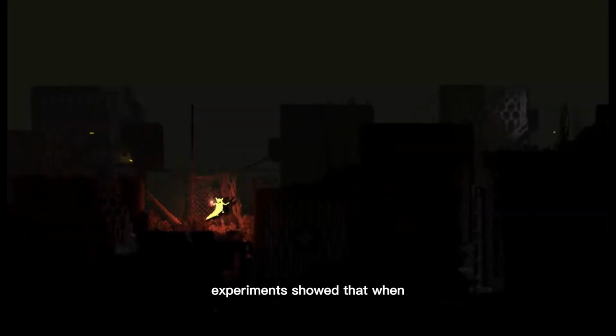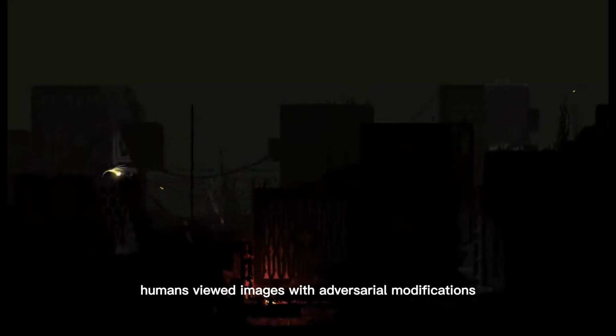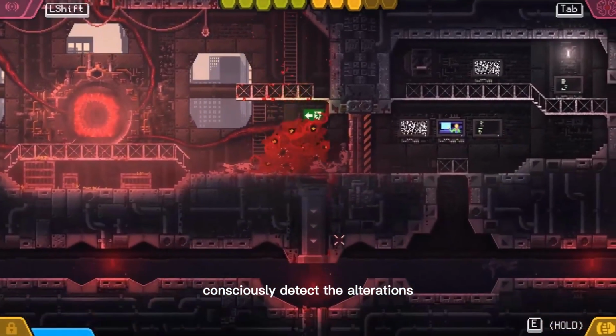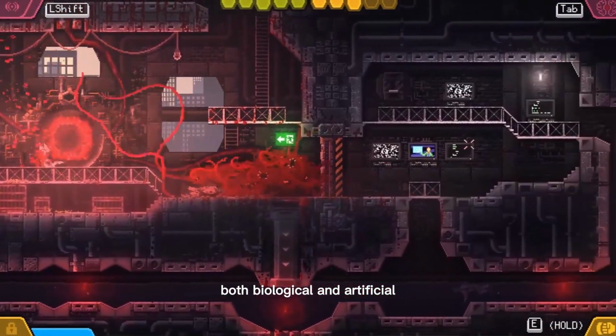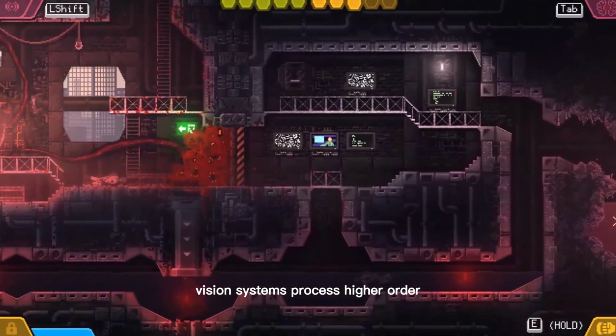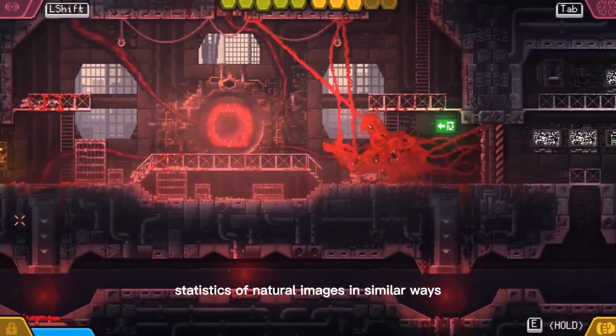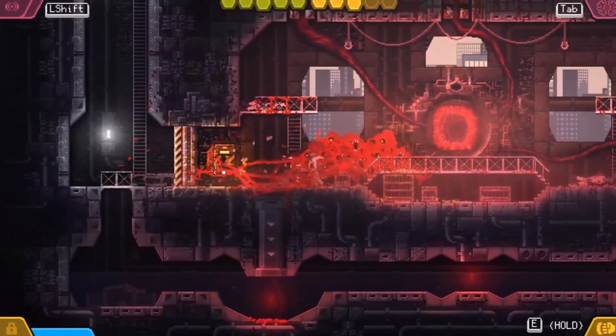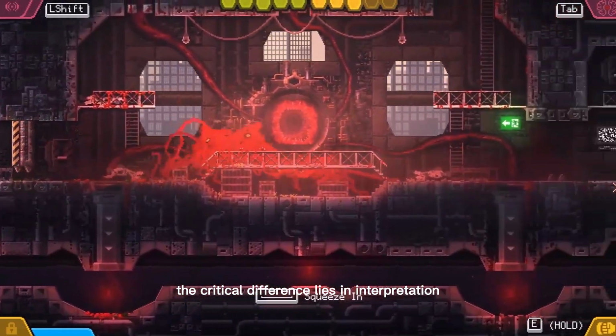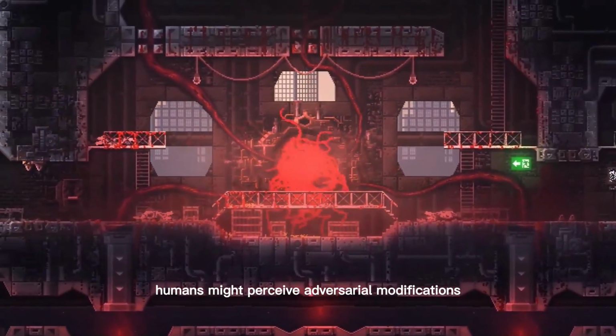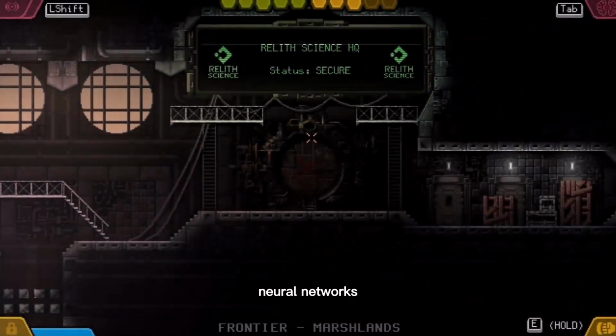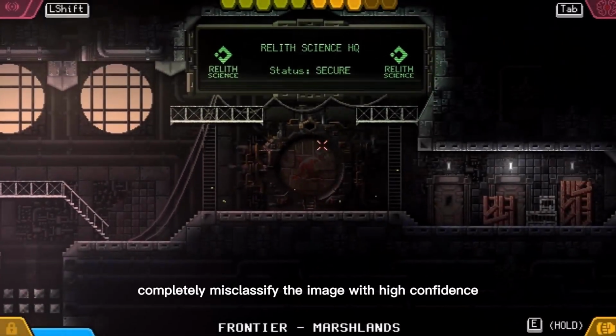Experiments showed that when humans viewed images with adversarial modifications, their choices exhibited measurable bias, even though they couldn't consciously detect the alterations. Both biological and artificial vision systems process higher-order statistics of natural images in similar ways. The critical difference lies in interpretation. Humans might perceive adversarial modifications as slight artifacts, but maintain correct object recognition. Neural networks completely misclassify the image with high confidence.